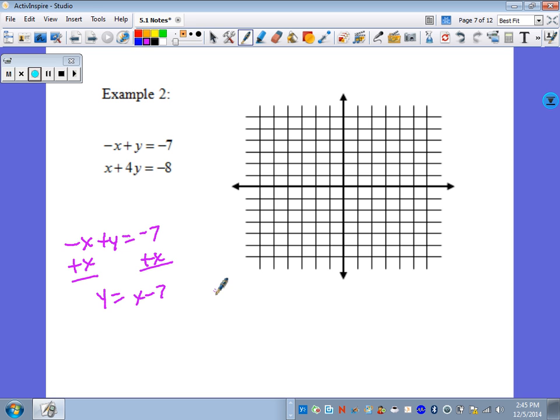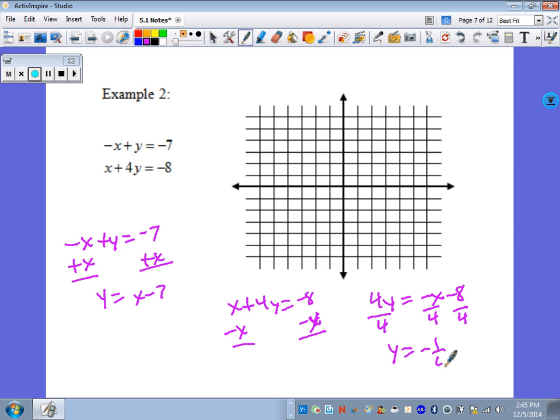Okay, now on the second one, you have x plus 4y equals negative 8. I'm going to subtract x from both sides. When you do that, you're going to get 4y equals negative x minus 8. Now, you need y, so I'm going to divide both sides by 4. So that's going to give me y equals negative 1/4 x minus 2. Okay, so that's your first step that you should be able to do.